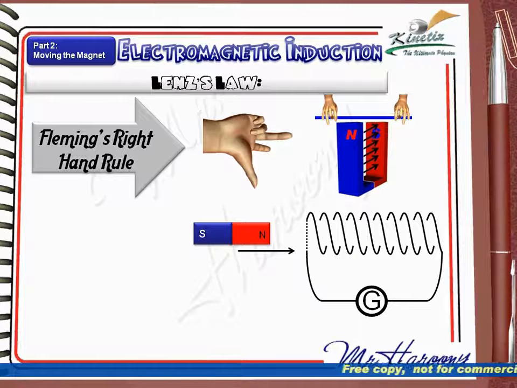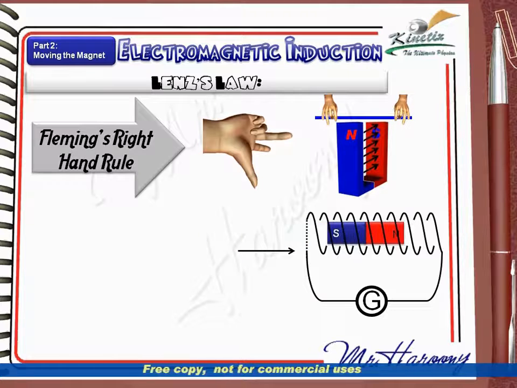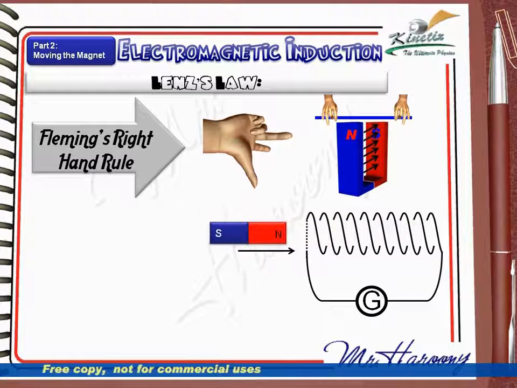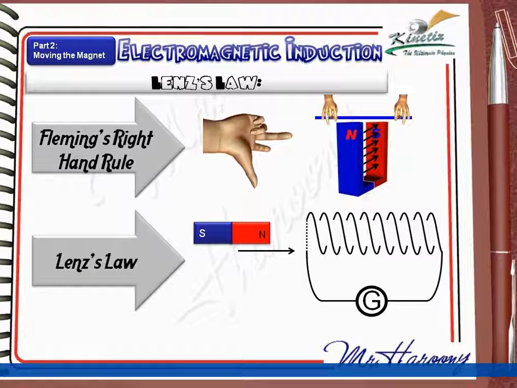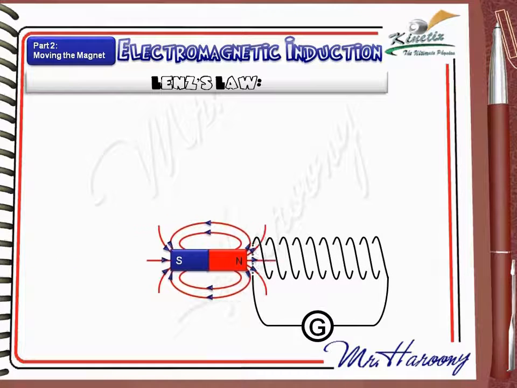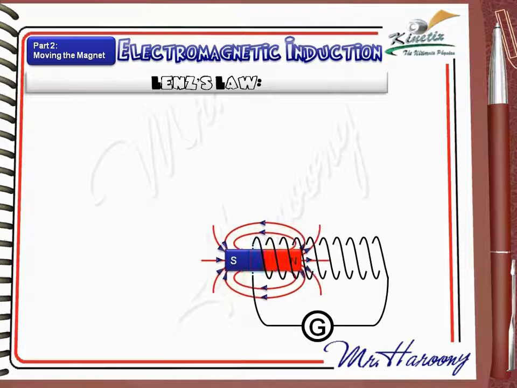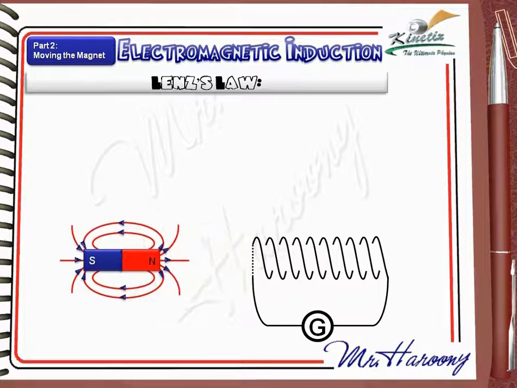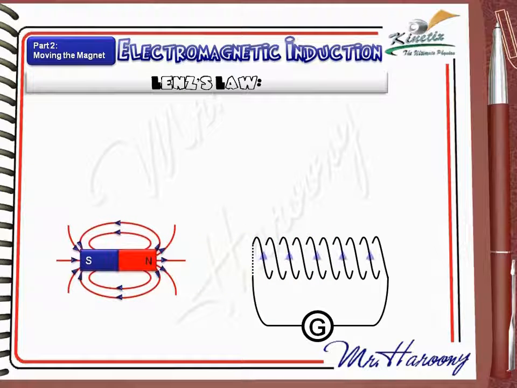The second way we know until now to produce an induced current is to move a magnet near a fixed coil. The direction of the induced current produced by this way is given by what we know as Lenz's law. Let us understand this law in details. When a magnet moves with its magnetic field near a coil, towards or away from it, this produces an induced current in a certain direction.